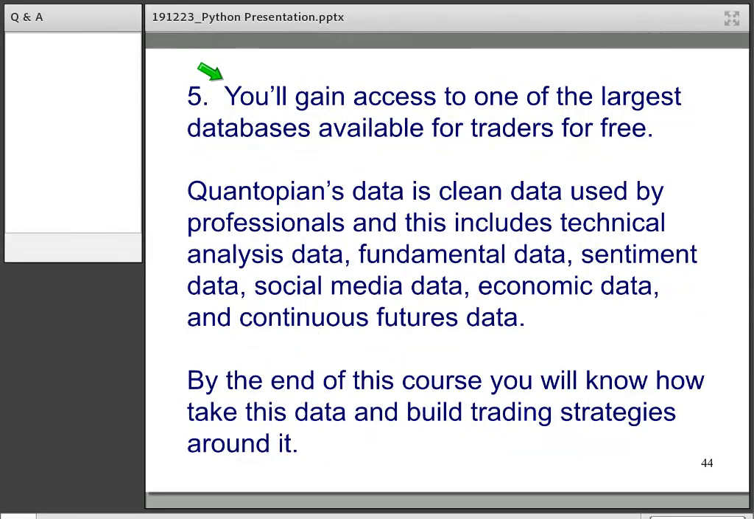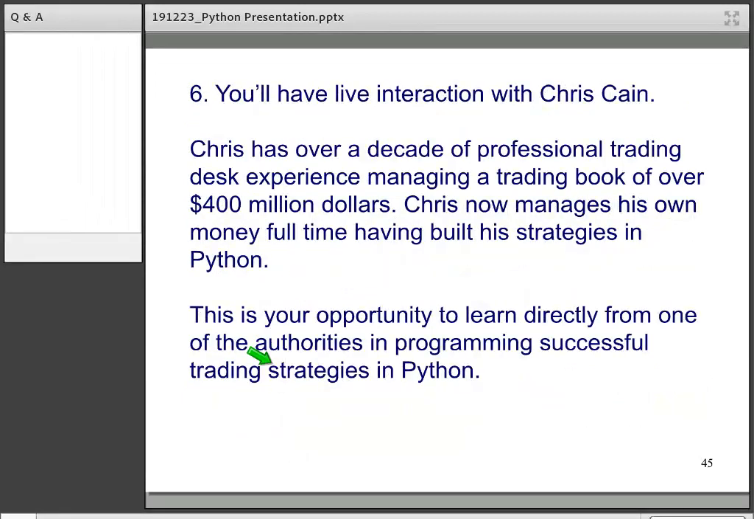Number 5, you'll gain access to one of the largest databases available for traders for free. And this is a phenomenal bonus. Quantopian's data is clean. We use their data. I mean, data integrity is very important to us. We've been multiple decades of using data. Quantopian's data is clean. It's used by professionals, and this includes technical analysis data, fundamental data, sentiment data, social media data, economic data, and continuous futures data. By the end of this course, you're going to know how to take this data and build trading strategies around it. Number 6, you'll have live interaction with Chris.